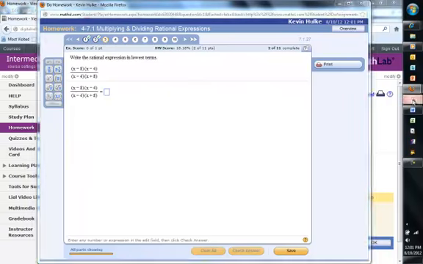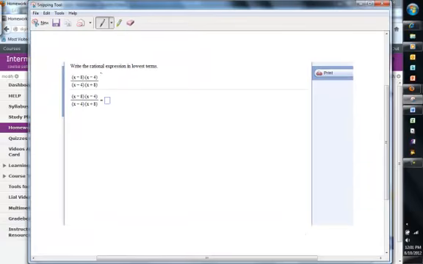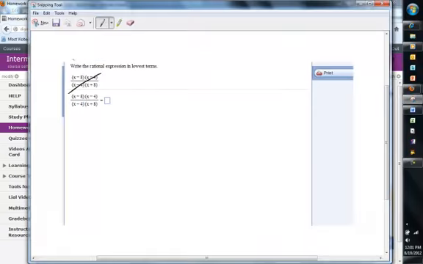All right. Number 3. Write the rational expression in lowest terms. The x minus 4's cancel, and so you're left with x minus 8 over x plus 8. Fraction, parentheses x minus 8 over parentheses x plus 8. Close parentheses.